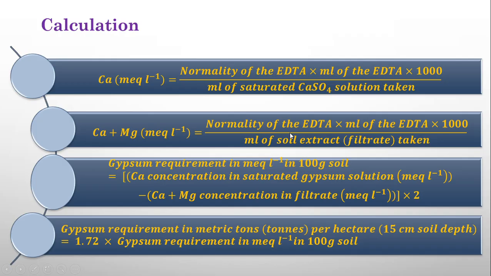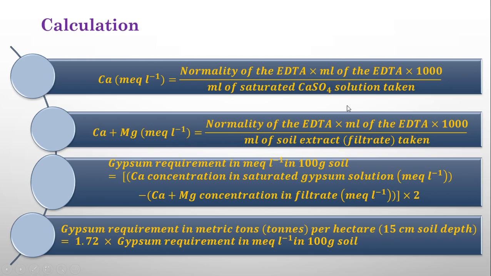After doing all these things, we have to do these calculations. So the amount of calcium is calculated by this equation: normality of EDTA into milliliter of EDTA used for titration into 1000 divided by milliliter of saturated calcium sulfate solution taken. Second, calcium plus magnesium can be found out by normality of EDTA into milliliter of EDTA titrated into 1000 divided by milliliter of soil extract taken. So these are the two equations.